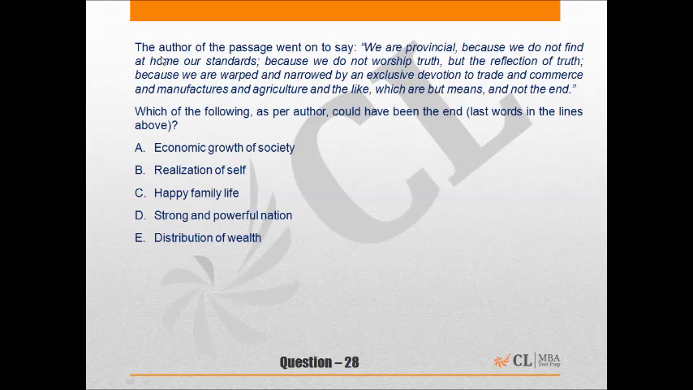Right? The next question is, the author of the passage went on to say we are provincial because we do not find at home our standards, because we do not worship truth but the reflection of truth, because we are warped and narrowed by an exclusive devotion to trade and commerce and manufactures and agriculture and the like, which are but means and not the end. Which of the following as per the author could have been the end? Now, the end of all our pursuits, as the author discussed, cannot be money. So this renders options A, D and E incorrect, because they talk about wealth, earning of wealth and power, economic growth, which the author is not in favor of. Since the author is also not talking about happiness of family life, option C can also be eliminated.